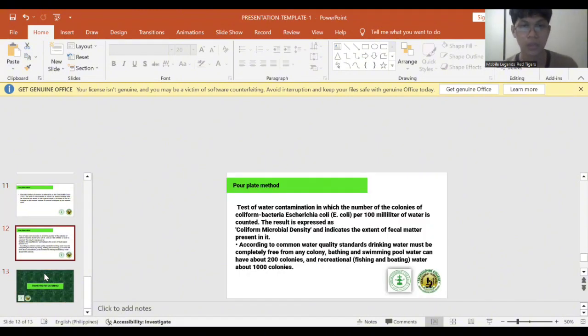In the pour plate method, a test of contamination, the number of colonies of coliform bacteria such as Escherichia coli or E. coli per 100 milliliters of water is counted. The result is expressed as coliform microbial density and indicates the extent of fecal matter present. According to common water quality standards, drinking water must be completely free from any colony. Bathing and swimming pool water can have about 200 colonies, and recreational fishing and boating water about 1,000 colonies.